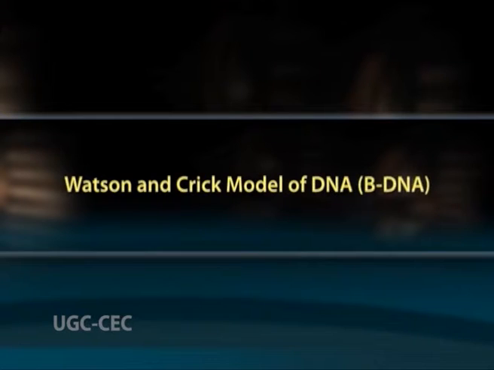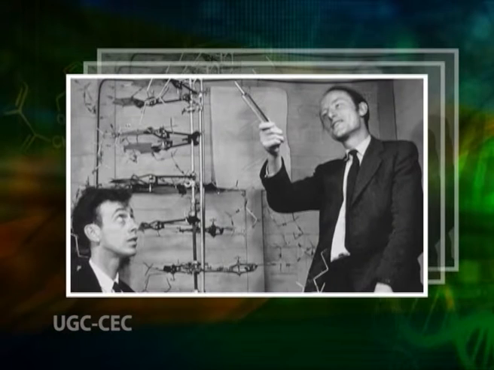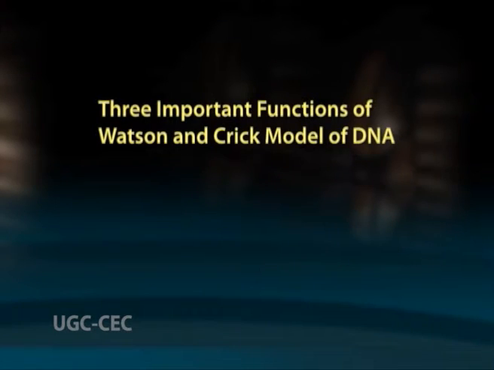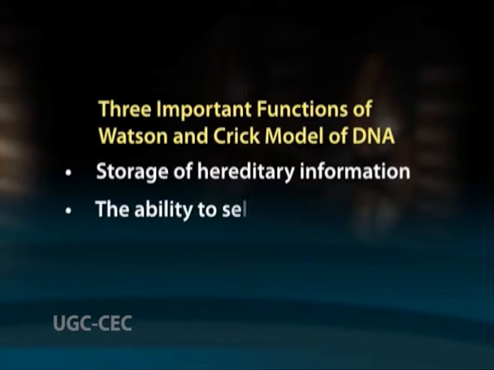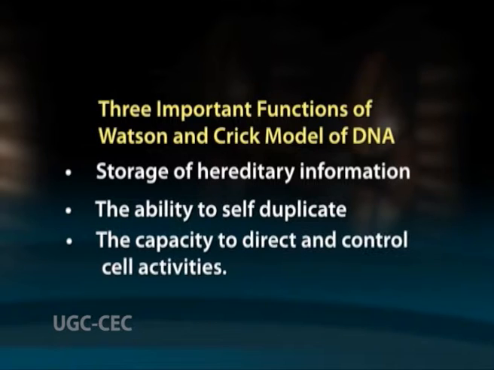Now, the types: the Watson and Crick model of DNA, that is B DNA. The Watson-Crick model of DNA came in 1982 after the B form of DNA was crystallized and the X-ray pattern was solved. It is the biologically important form of DNA found in most living organisms. The Watson and Crick model of DNA has 3 important functions: storage of hereditary information, the ability to self-duplicate, and the capacity to direct and control cell activities.